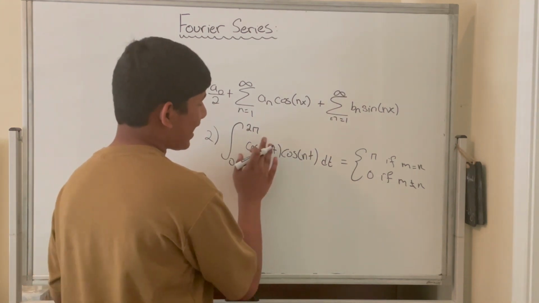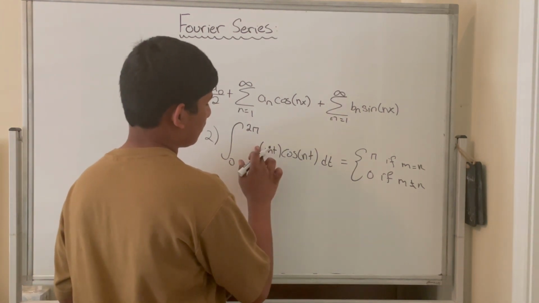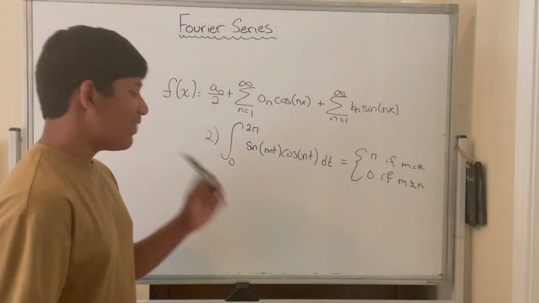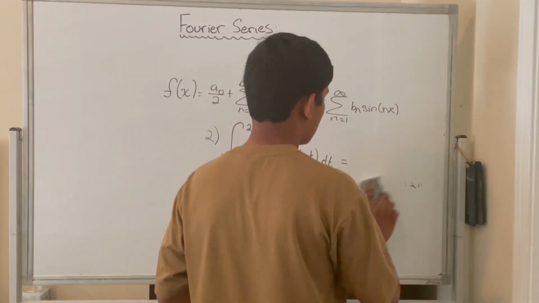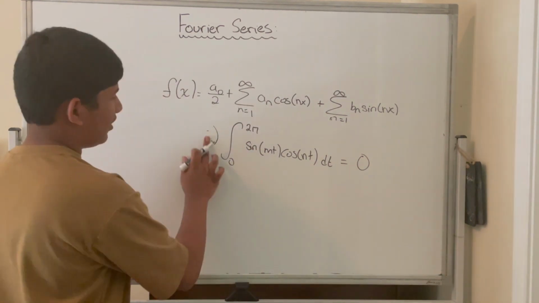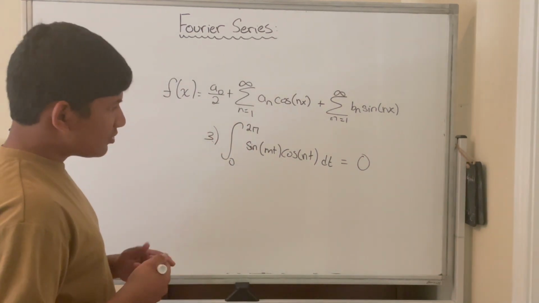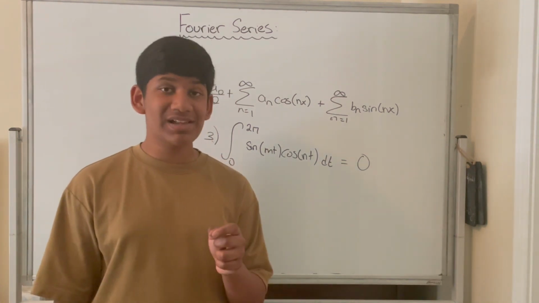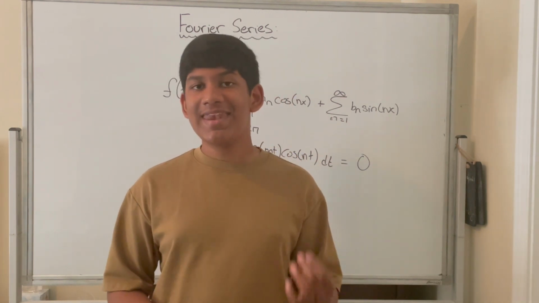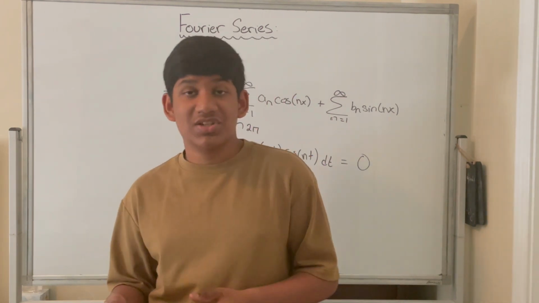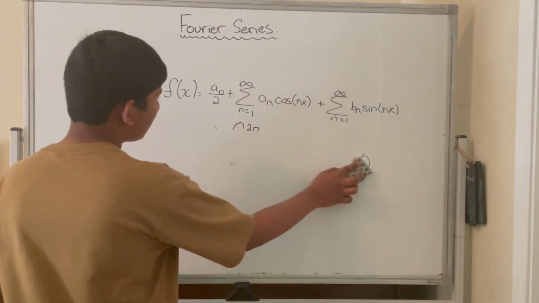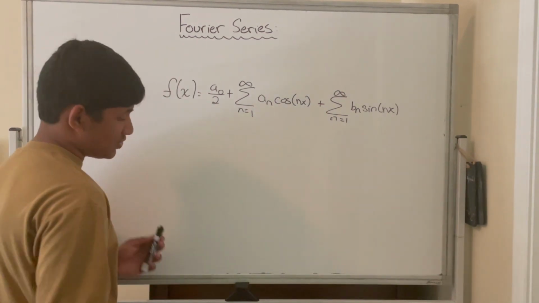Last but not least, we have sine of mt times cosine of nt. And this is going to always be equivalent to 0. And this is our third identity. So these three identities are going to help us drastically when we're going to try to derive the solutions to the Fourier coefficients, which are a0, an, and bn correspondingly to the constant term, and then after cosine and sine. Okay, so now that we've talked about this, let's actually start deriving the solution.